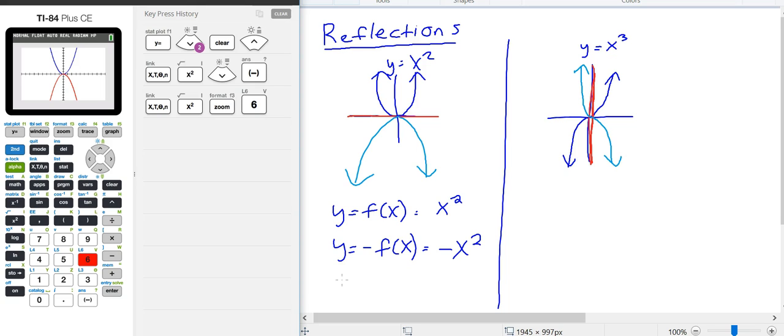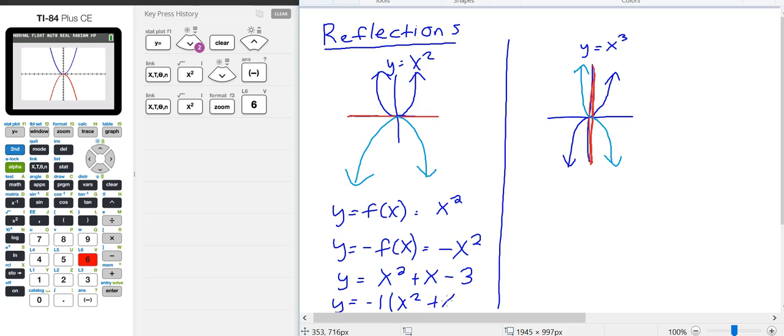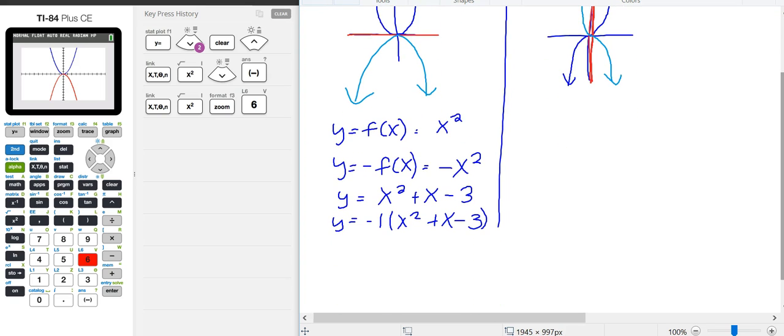Let's say we had a more complicated question. Let's say we have y is equal to x squared plus x minus 3. When we want to reflect it across the x-axis, we have to multiply each of the terms by -1. So we have to do y is equal to -1 times x squared plus x minus 3. And we could distribute that -1 if we want. It'll end up the same thing. We could distribute this and it becomes y is equal to negative x squared minus x plus 3.